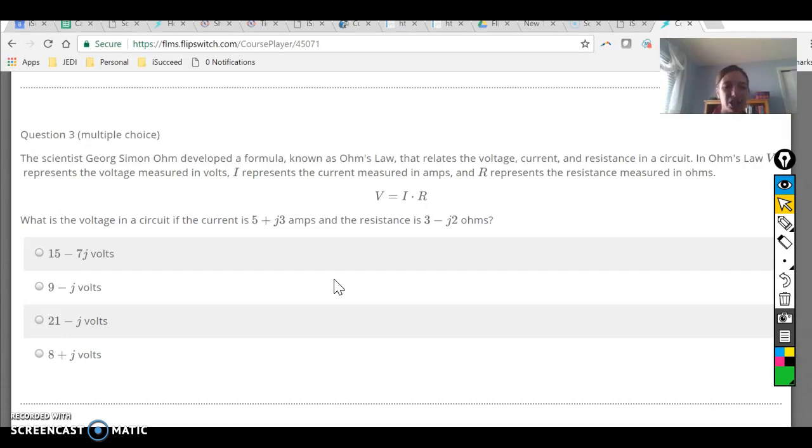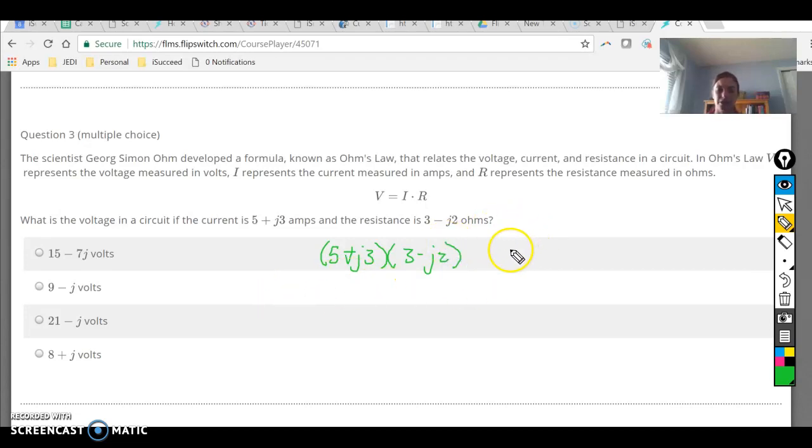What is the voltage in a circuit if the current is 5 plus J3 amps and the resistance is 3 minus J2 ohms? Okay, so for this one, we are given the current I and the resistance R, so we need to solve for V. So we need to multiply these just like we would do multiplication for two binomials. We can use FOIL. All right, so we've got 5 plus J3 times 3 minus J2.